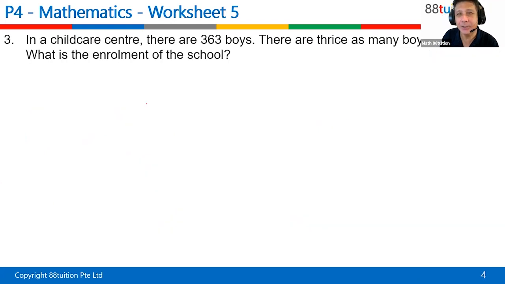Okay, now let's take a look at question 3. Question 3 says, in a childcare center, there are 363 boys. There are thrice as many boys as girls. And we want to know the enrollment of the school. So we want to know the total of the boys and girls. So would Abir like to start or would Ariano want to start?